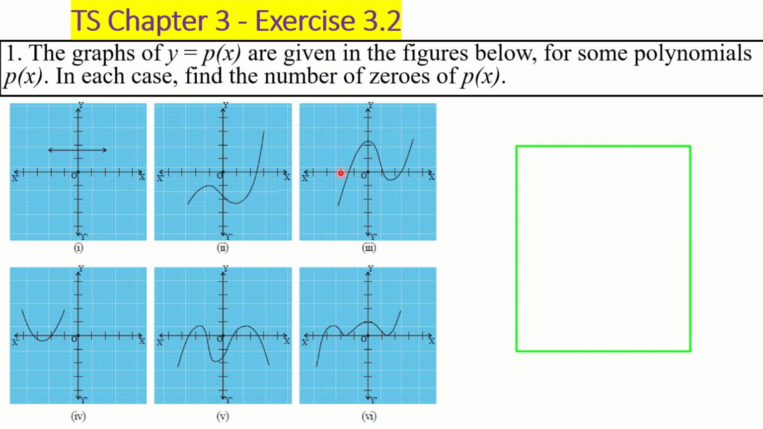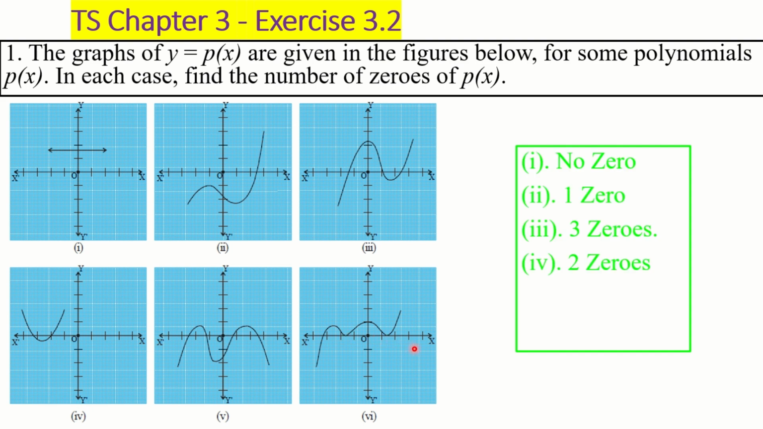1, 2, 3 zeros; 1, 2 zeros; 1, 2, 3, 4 zeros; 1, 2, 3 zeros. Okay, so you can see all. These are the answers. Try the exercise yourself before looking at the solutions here.